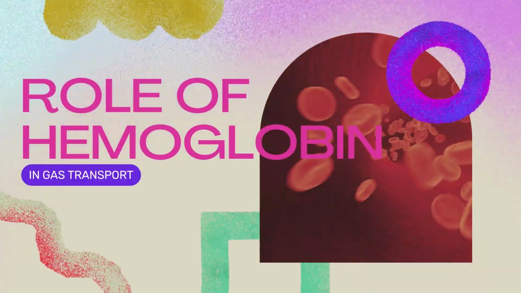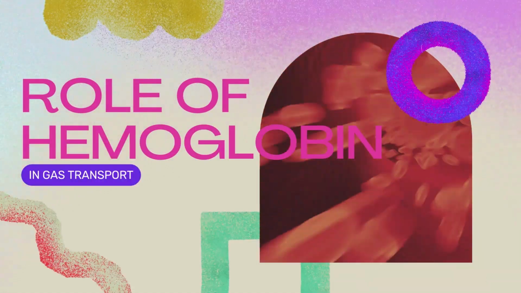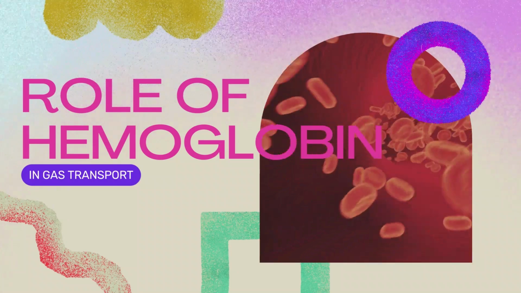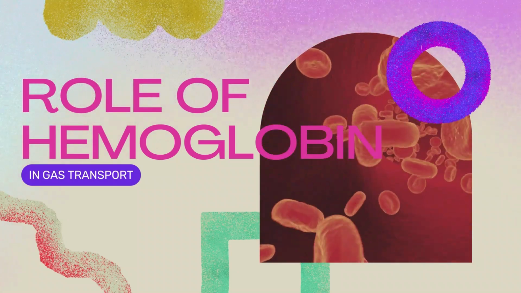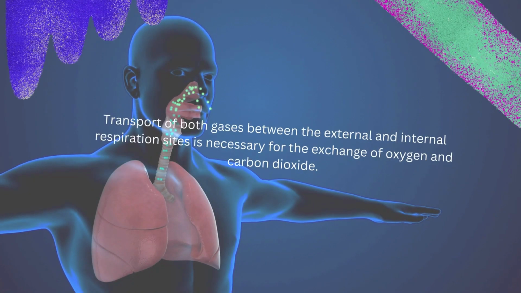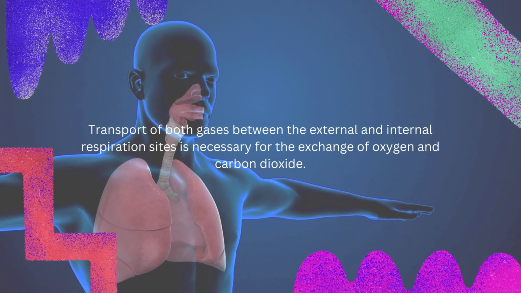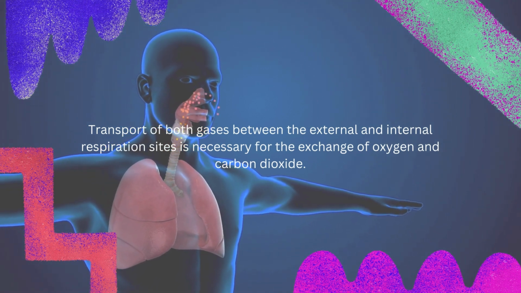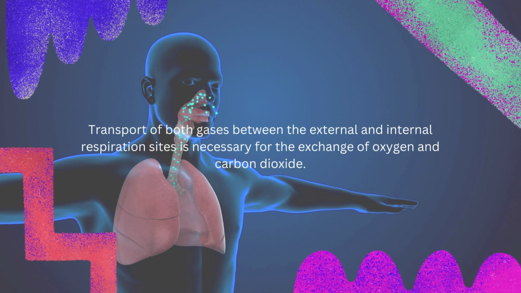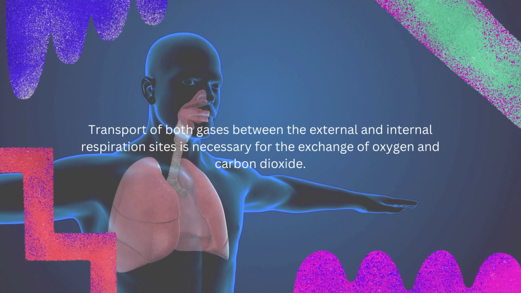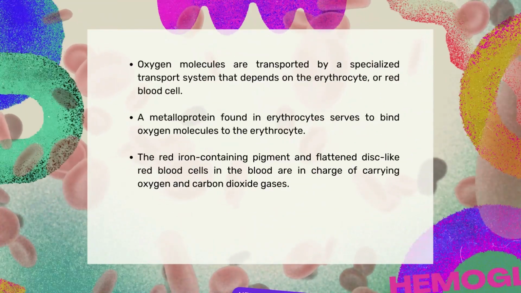In this presentation, I'm going to discuss the role of hemoglobin in gas transport. Transport of both gases between the external and internal respiration sites is necessary for the exchange of oxygen and carbon dioxide. Even though oxygen is more soluble in blood than carbon dioxide, both gases need a specialized transport system for the majority of gas molecules to move from the lungs to other tissues.